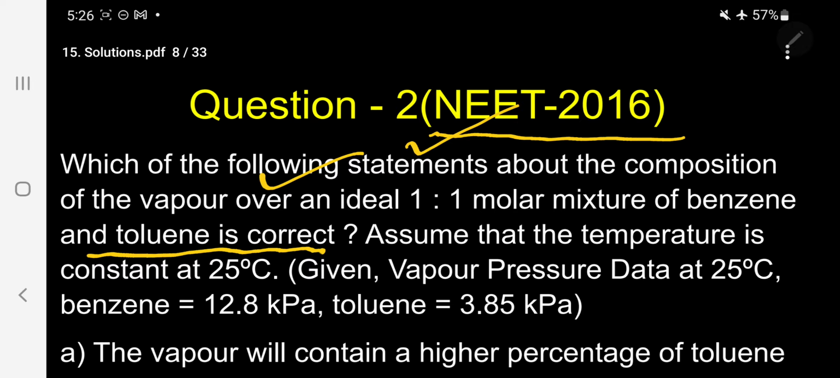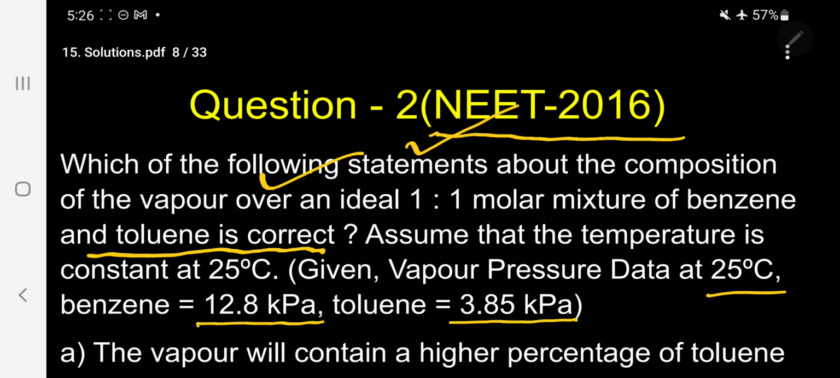Then 1 mole of benzene and 1 mole of toluene we are mixing. Which statement is correct? Assume that temperature is constant. Given vapor pressure data at 25 degree, benzene 12.8 kilopascal, toluene 3.85 kilopascal.